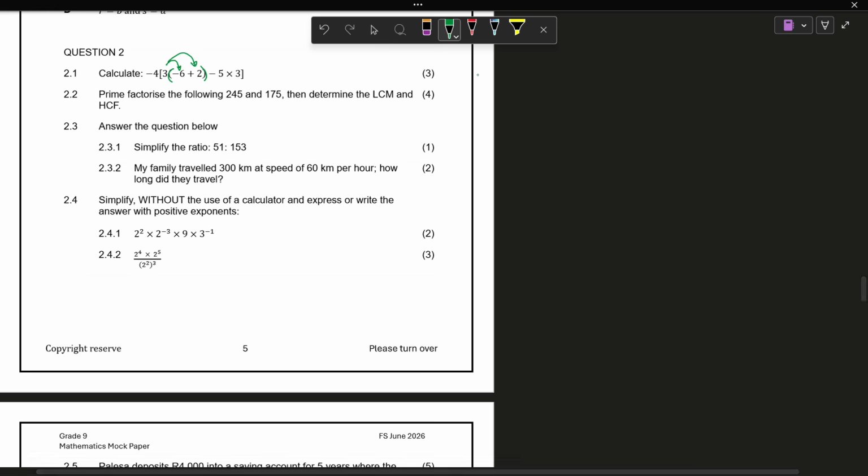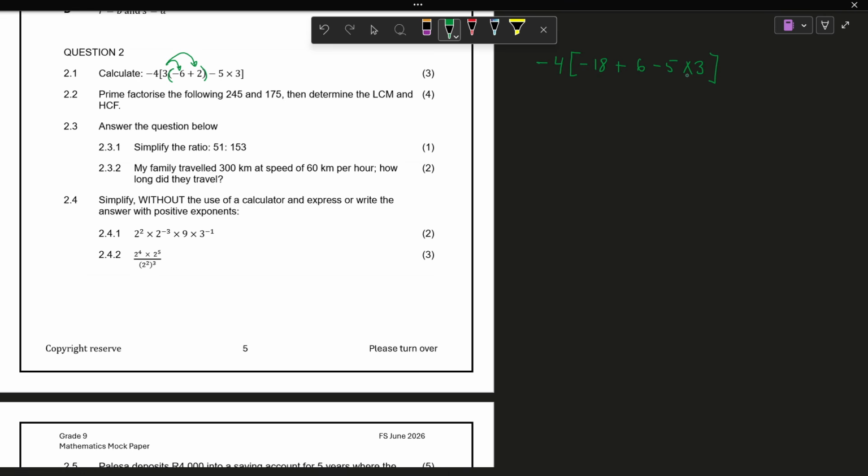So let's do that. And as we do so, we're going to have minus 4. And then we write the square bracket. And then the next term is 3, so we need to multiply. 3 times negative 6 is negative 18. And then we also multiply positive 3 times positive 2, so it's going to be positive 6. And then we carry on. Minus 5 times 3, right?